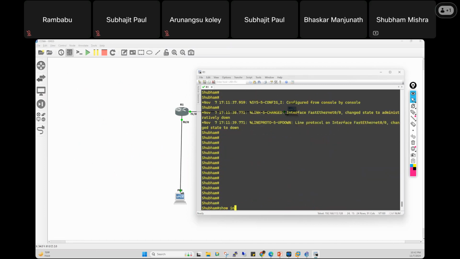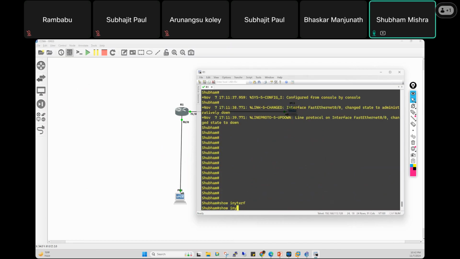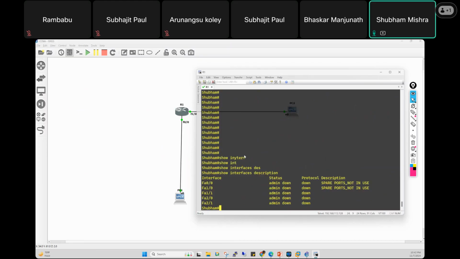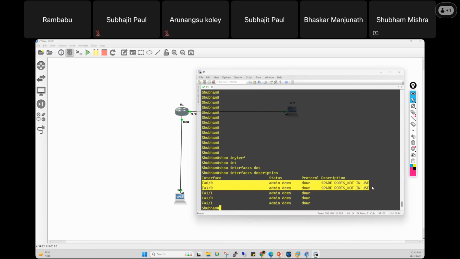So show interface description. See, when I write the command show interface description, on fast Ethernet 0/0, what is the status? Down. And now what is the description? The same description. Everyone agree? Understand? Does anyone not understand? It's clear to all of you?